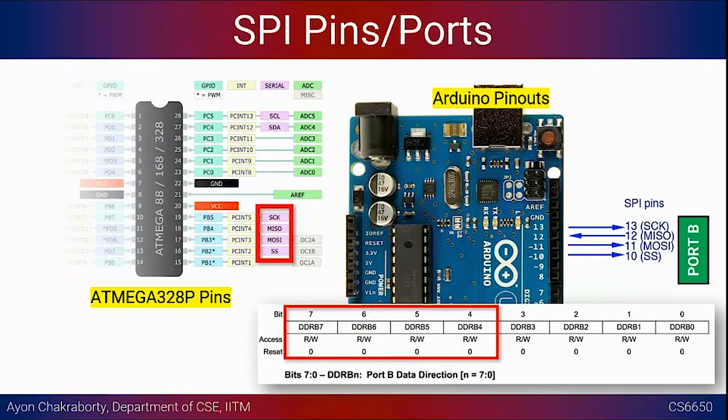So as you see, these 4 bits are needed wherever you want to deal with the SPI bus, right? You have to access port B, and within port B you have to access these 4 bits, which will be needed for SPI operations.